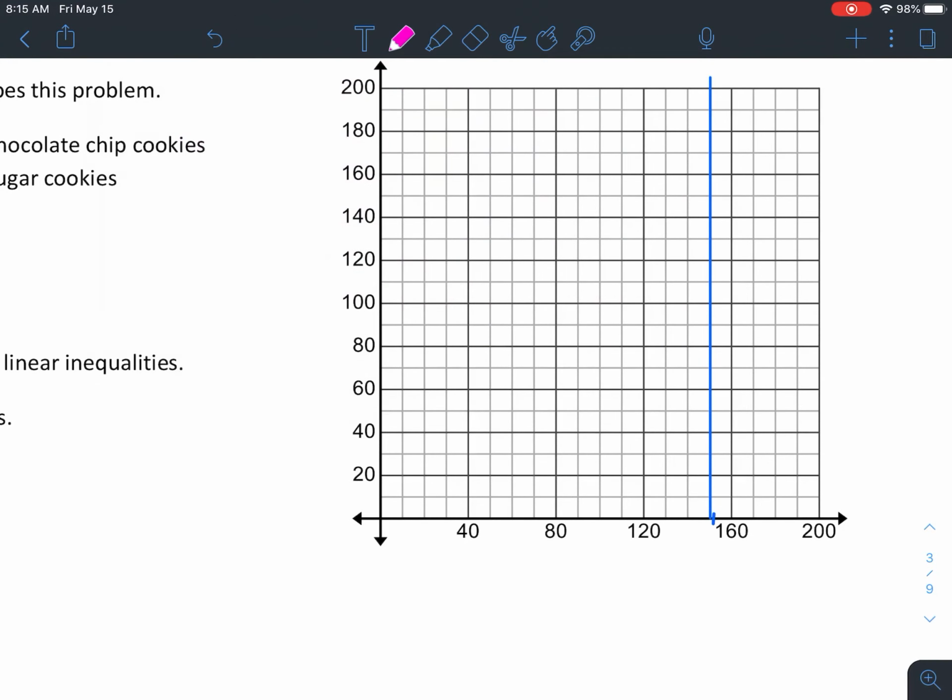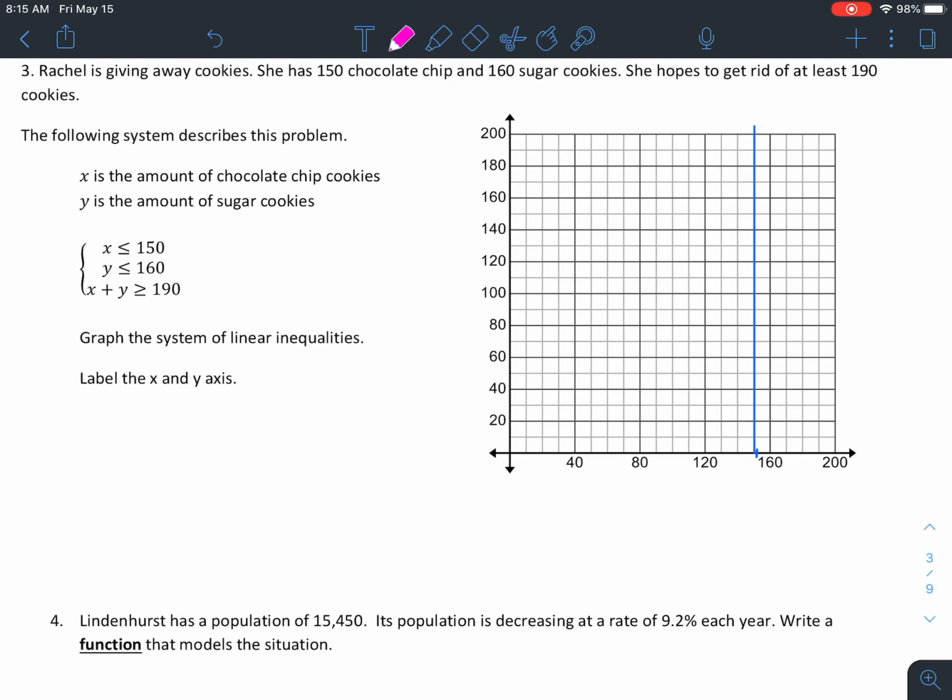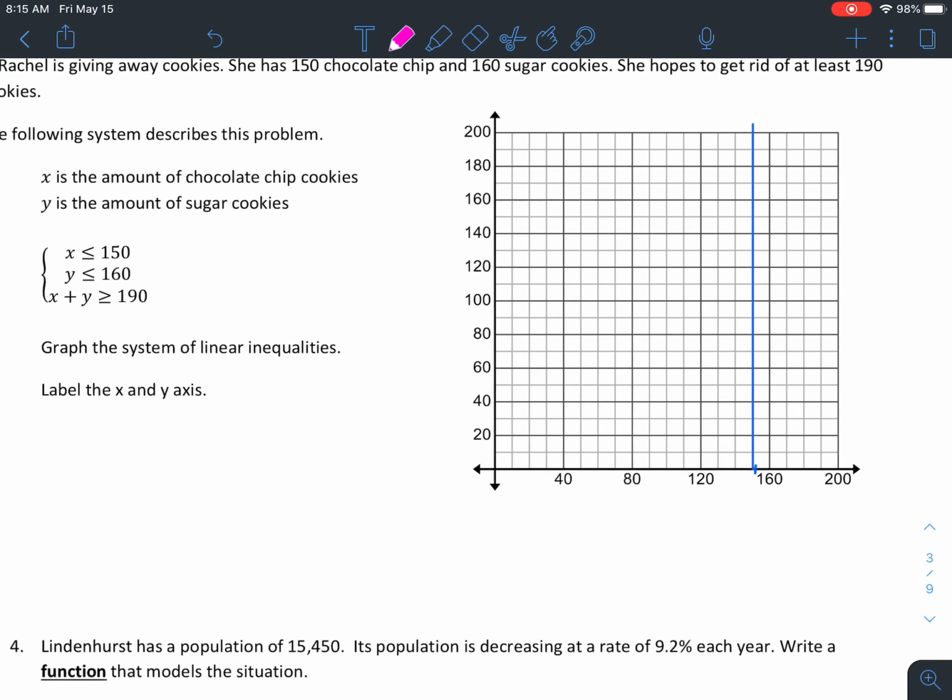I'm going to change the pink for our sugar cookies. Our sugar cookies Y is less than or equal to 160. We find our 160 mark. There we go. Across. And then X plus Y is greater than or equal to 190. So we're going to do this. We're going to make this Y greater than or equal to negative X plus 190.